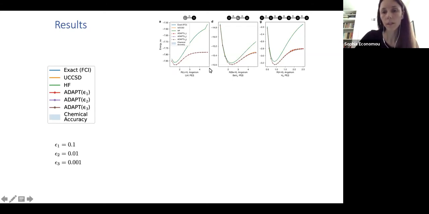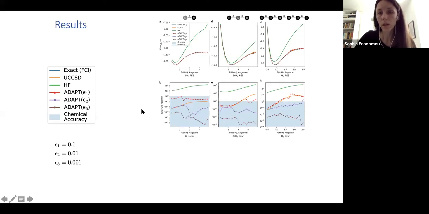So in the x-axis, I will always have the interatomic distance. In the case where there's more than one, I take them to be equal. And in the y-axis, we have the energy. In this scale, everything looks the same other than the mean field Hartree-Fock. So I'm going to show you here the error instead. So this is the error in logarithmic scale.